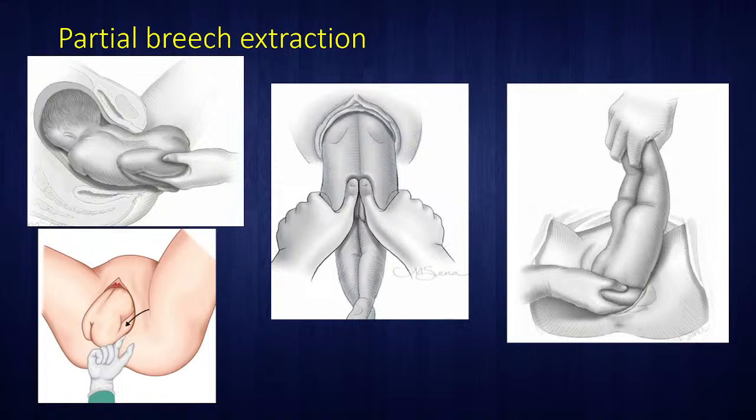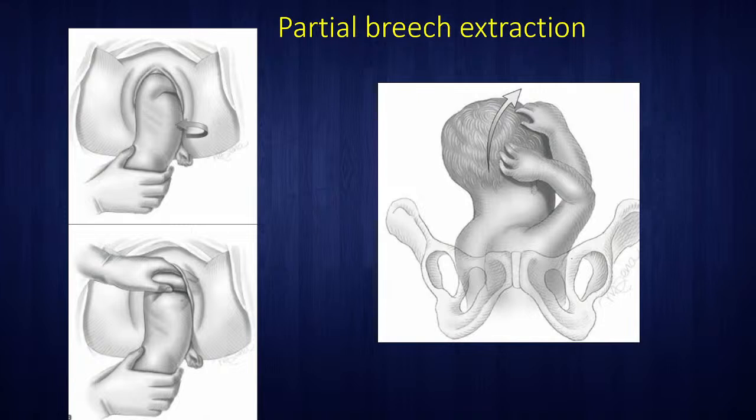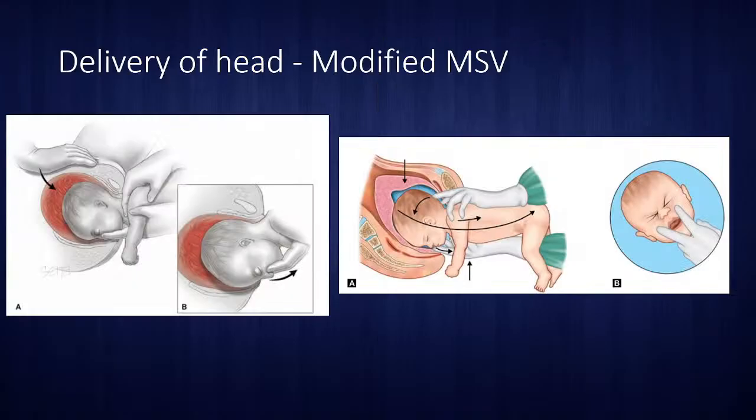Here, delivery of the hand: once the nape of the neck is visible, deliver the hand also by the simple hooking method. Here also be careful not to fracture the humerus. Like this you have to flip it, then deliver the head. Delivery of the head can be done by three methods.